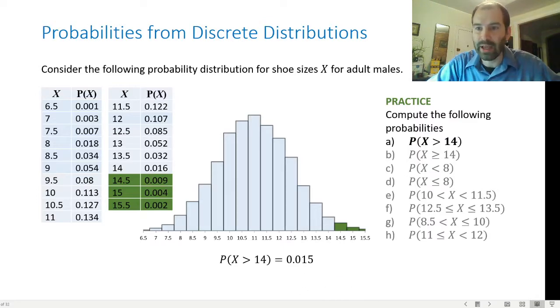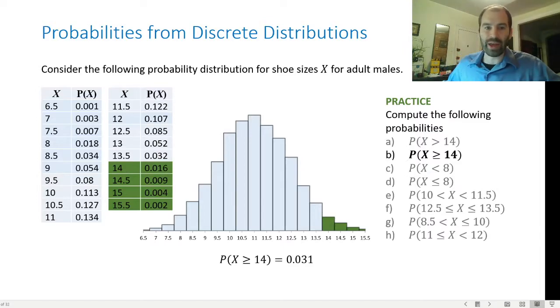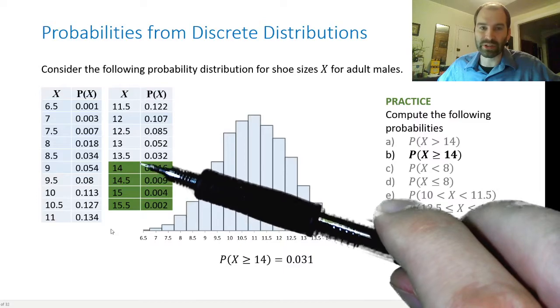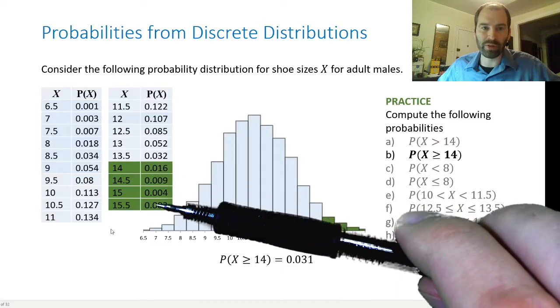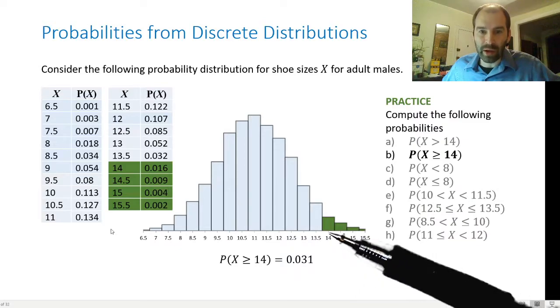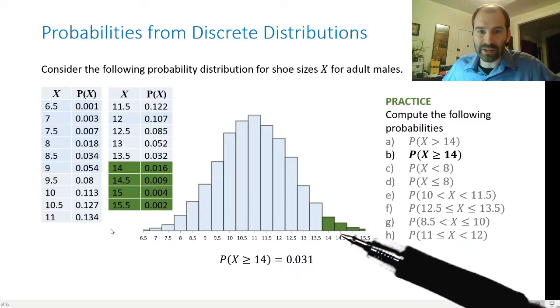Okay, next one. x is greater than or equal to 14. So pause the video. What do you think that one's going to be? Greater than or equal to 14. Well, for that one, I'm not just greater than 14, but I could also equal 14. So I'm including that one. So I'm going to add up all of these, and the probability is 0.031, or the heights of these bars here.